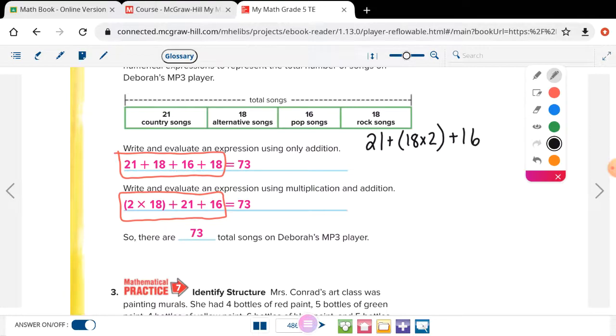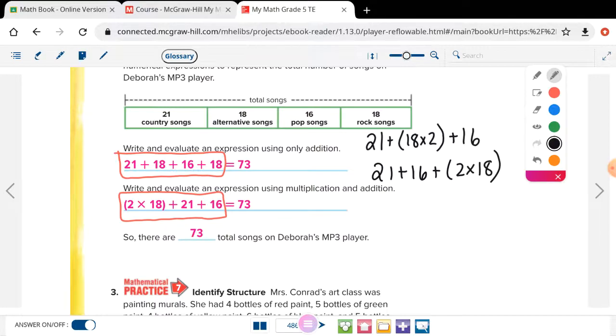Elise, what do you have? I have 21 plus 16 plus parentheses, 2 times 18 parentheses. Okay, does hers work? Yes. Yeah. Okay, if you did not get 73, I want you to try and rework your expression. If you can't figure out what you did wrong, I will help you in just a second, okay?